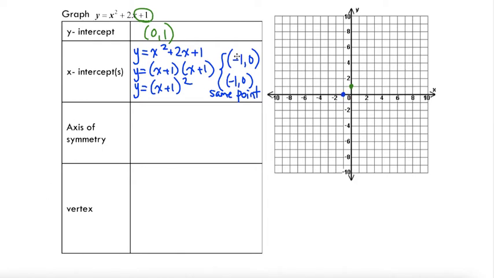And when your x-intercept happens to be the same point, you're going to see something really cool about that. I'm not going to tell you right away. Let's figure the rest of it out.